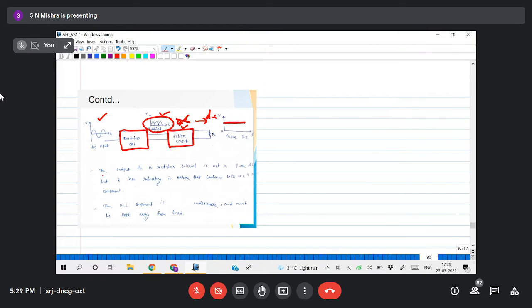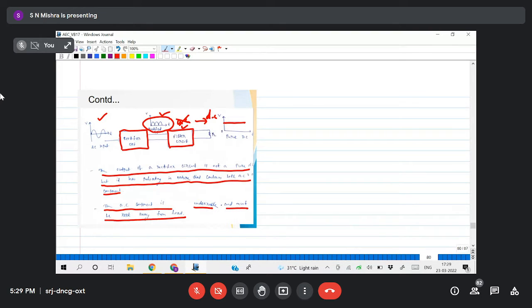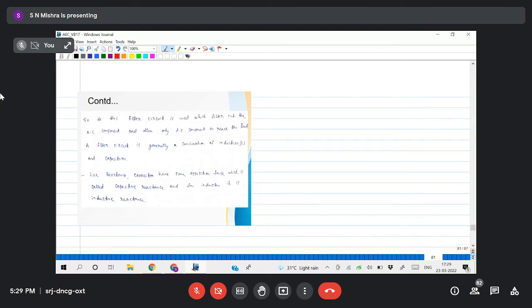That means this filter circuit is suppressing the AC and passing the DC to the load. So the output of a rectifier circuit is not a pure DC or proper DC, but it is pulsating in nature, containing AC and DC components. The AC component is undesirable and must be kept away from the load. To do this, a filter circuit is used, which will filter out the AC component and allow only the DC component to reach the load. The filter circuit is generally a combination of inductor and capacitor. Okay, so filter is nothing but a combination of inductor and capacitor.